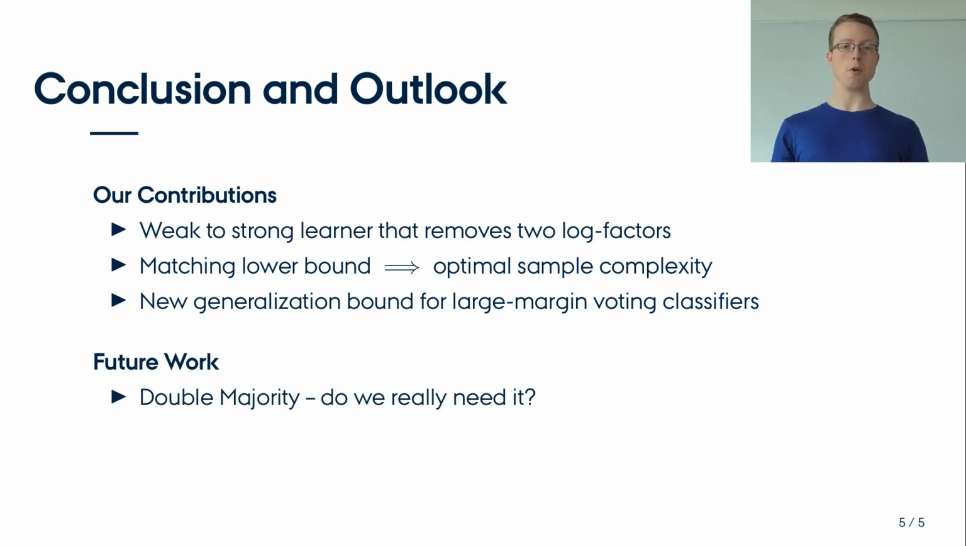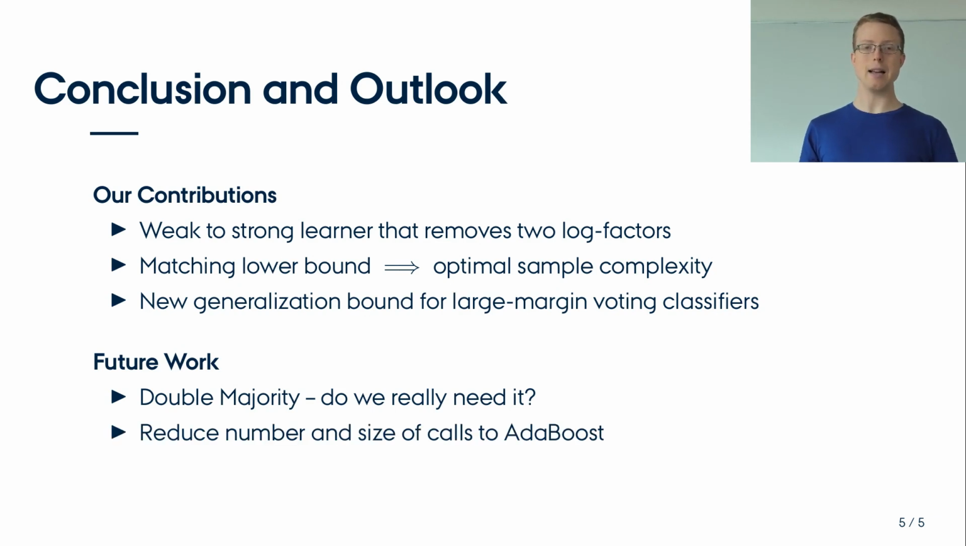So what is still left open? Well, the question of this double majority. Do we really need it, or is there a twist to AdaBoost that allows us to use a single majority and still have optimal use of our training data? And a more practical question: is there a way to reduce the number and size of calls to AdaBoost? Because at the moment, this number is relatively large.